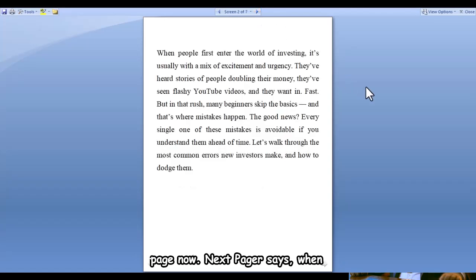Next page just says, when people first enter the world of investing, it's usually with a mix of excitement and urgency. They've heard stories of people doubling their money. They have seen flashy YouTube videos and they want in fast. But in that rush, many beginners skip the basics, and that's where mistakes happen. The good news, every single one of these mistakes is avoidable if you understand them ahead of time. Let's walk through the most common errors new investors make and how to dodge them. So now let's go to the next page now.